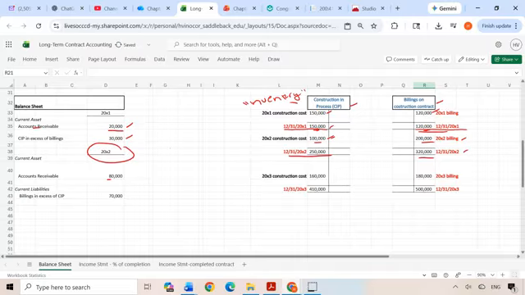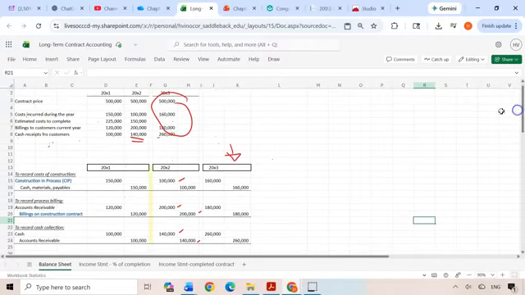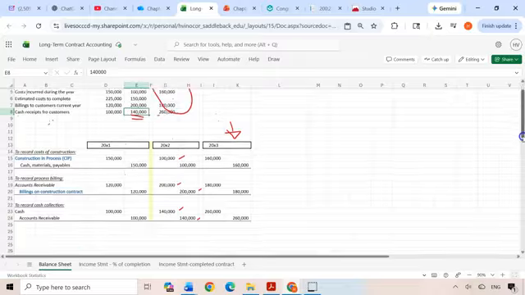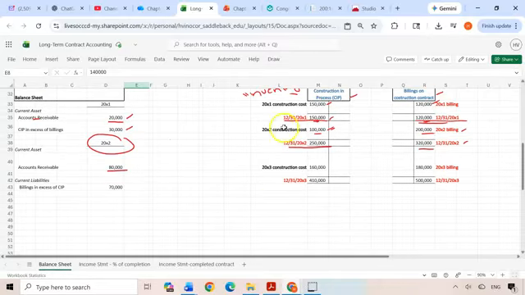Let's go to our balance sheet for year two. Our accounts receivable now is $80,000. If we were to draw a T account for the accounts receivable, we would see that our $80,000, because it's a balance sheet account, is made up of the billings to customers from year one and year two, less the cash receipts from the customers from year one and year two, and that nets to $80,000.